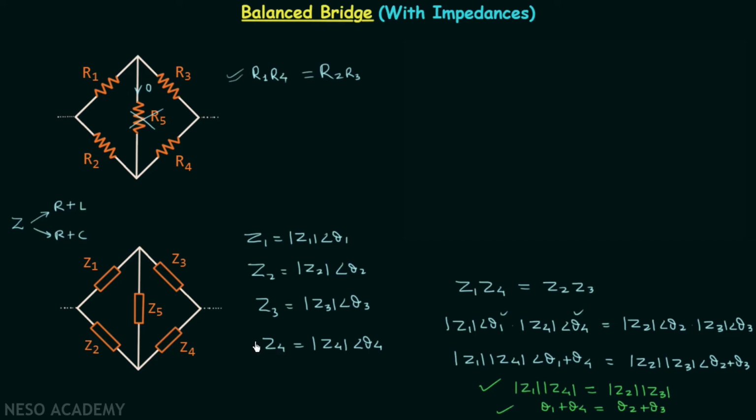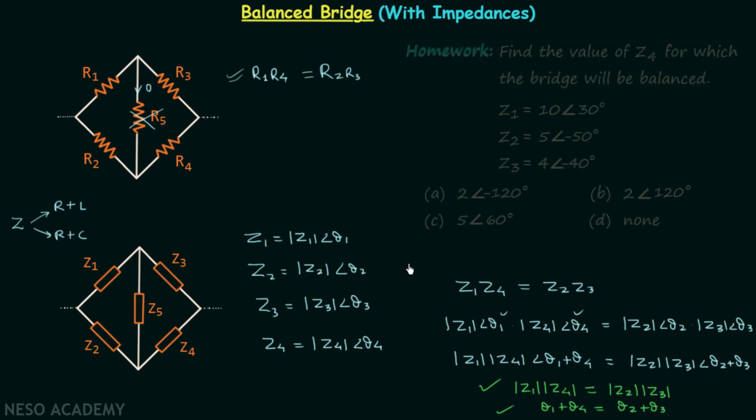So when we have the impedances in our bridge, there are two conditions which must be satisfied to balance the bridge. The first one is the magnitude condition. The magnitude condition must be satisfied, and the second one is the angle condition. The angle condition must also be satisfied.